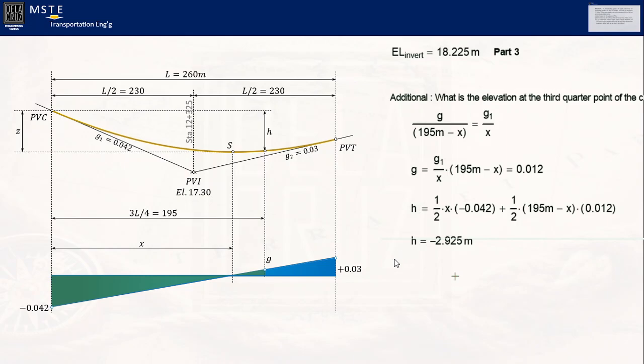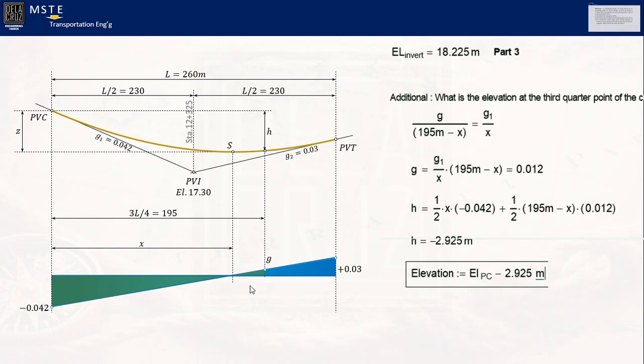Okay? So basically, our elevation here, let's put, the elevation at the third quarter point is equivalent to the elevation of PC minus 2.925 meters. Minus, because it is negative. If this happens to be positive, then this point is higher than PC.